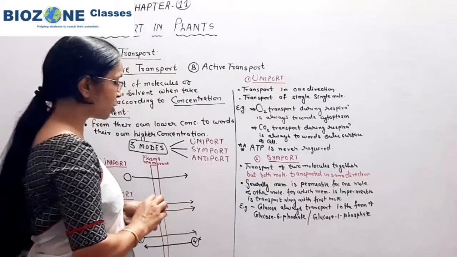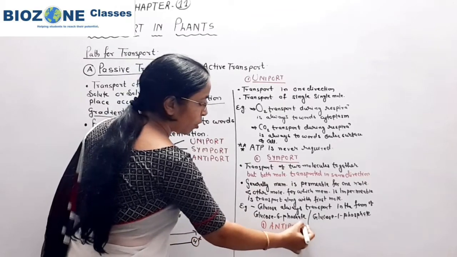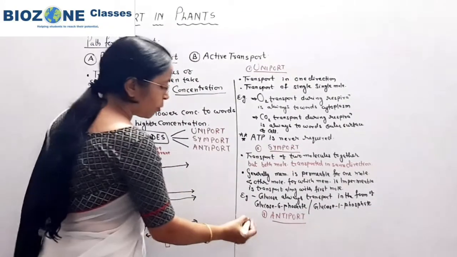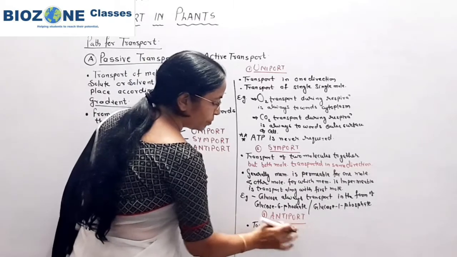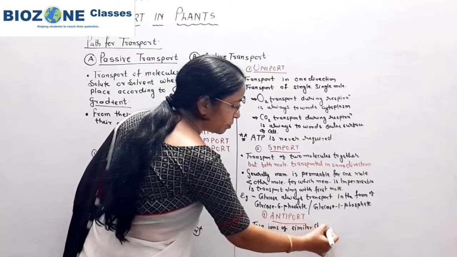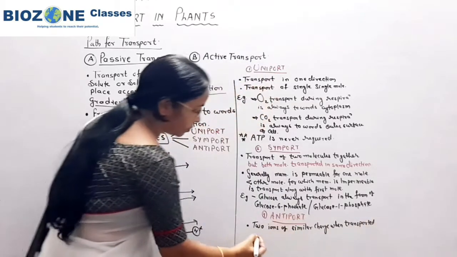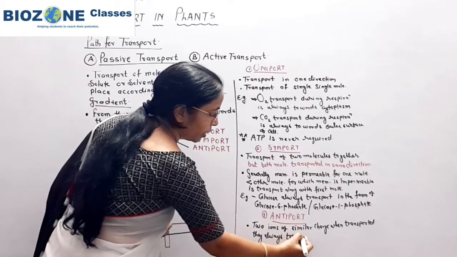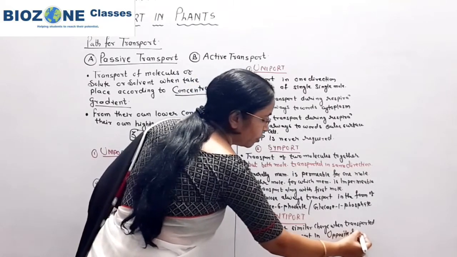Now we come towards the third transport. That third transport you remember is called antiport. Antiport we simply studied with the help of an example during transpiration. Antiport, definition-wise you remember, normally two ions of similar charge when transported always transport in opposite directions. This part you remember.